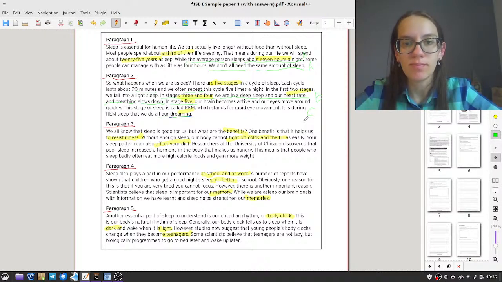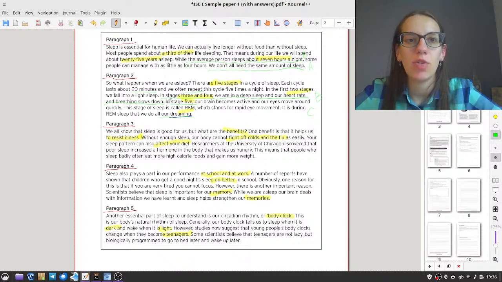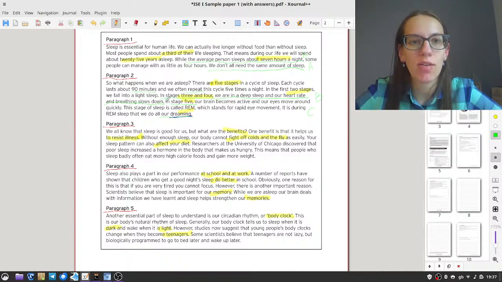Now be careful. Sometimes when you see "in stage 5, our brain becomes active and our eyes move around quickly," and here you have a full stop, it's easy to just stop reading. Now this is not a good strategy. You need to read until they stop talking about stage 5. So actually these 3 sentences, all of this information, it's all about stage 5.